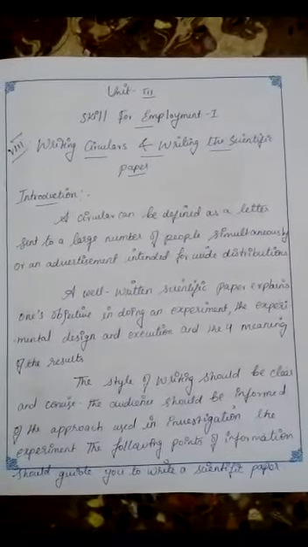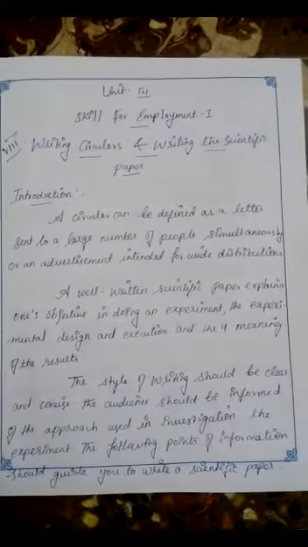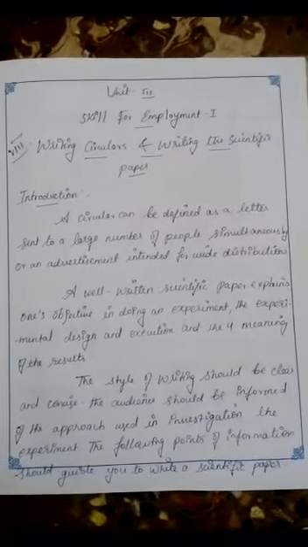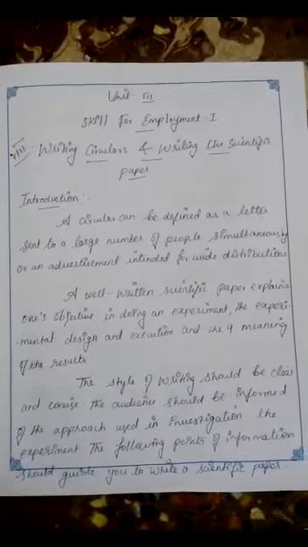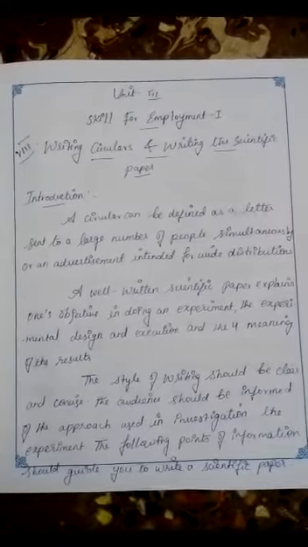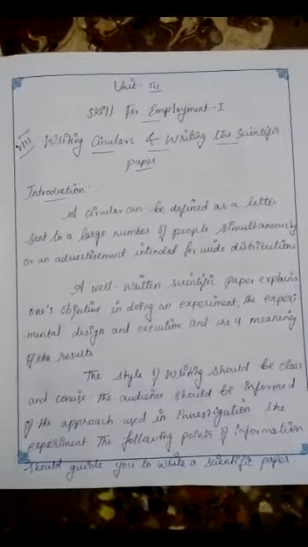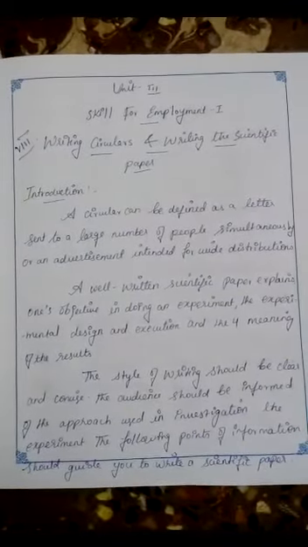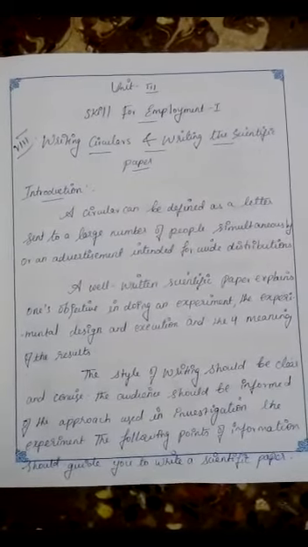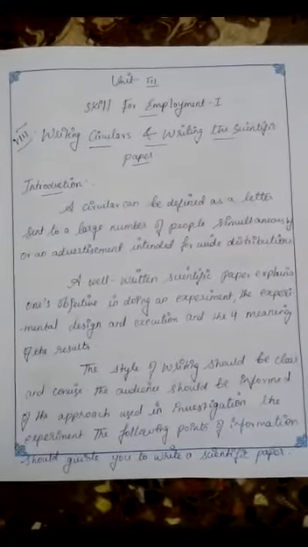Skill for Employment 1, Unit 3, 8 subtopics, writing circulars and writing the scientific paper. Introduction. A circular can be defined as a letter sent to a large number of people simultaneously or an advertisement intended for wide distribution. A well-written scientific paper explains one's objective in doing an experiment, the experimental design and execution, and the full meaning of the results.